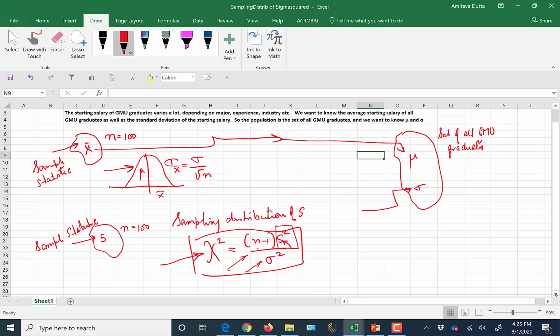So I cannot make uncertainty estimates about the inference using S directly. So we will start with chi-squared and then sort of reverse engineer the values that we want. From now on, in terms of the sampling distribution, we will be talking about the sampling distribution of chi-squared, remembering that it is related to the sample standard deviation and the sample variance through this formula.